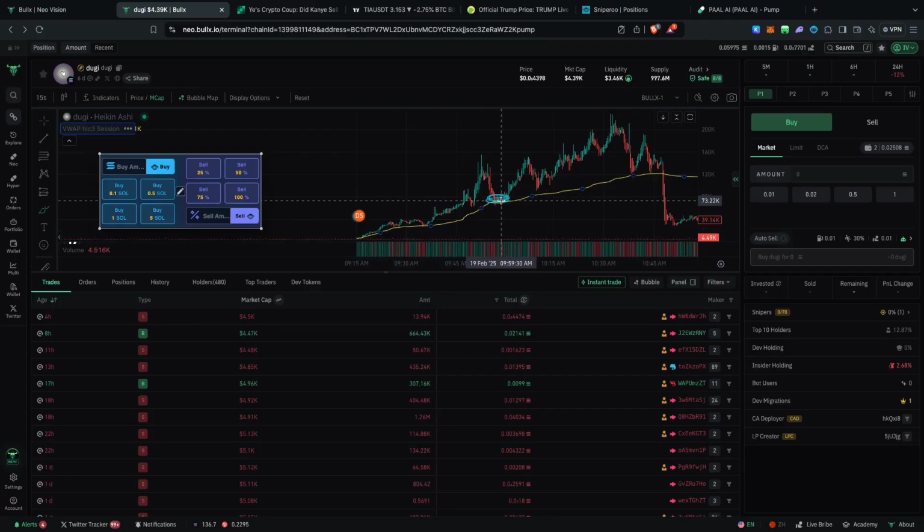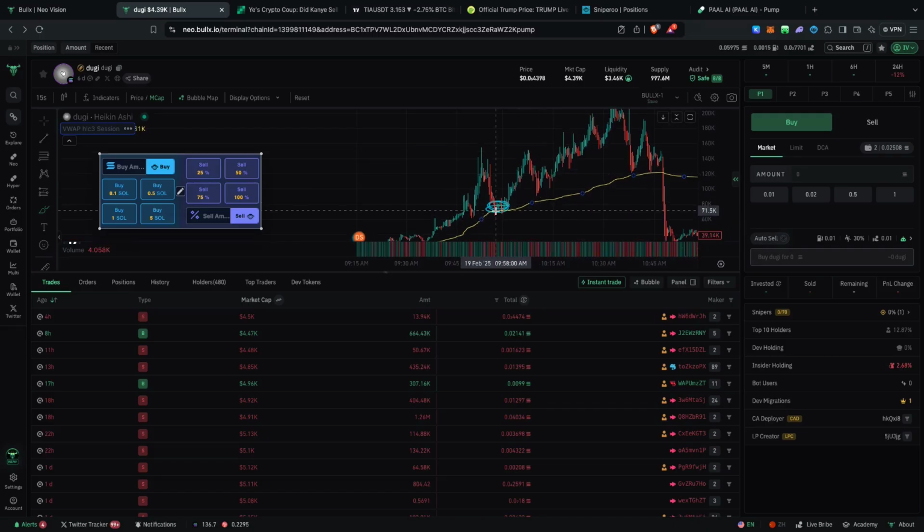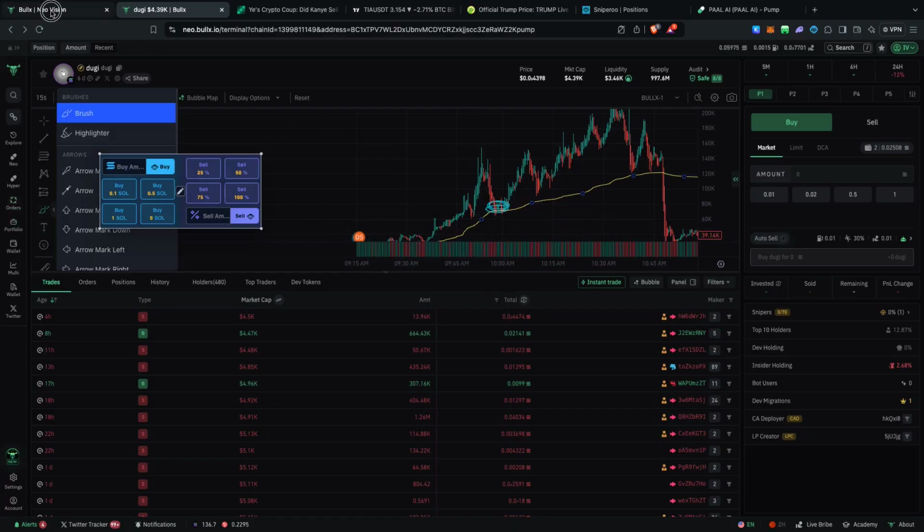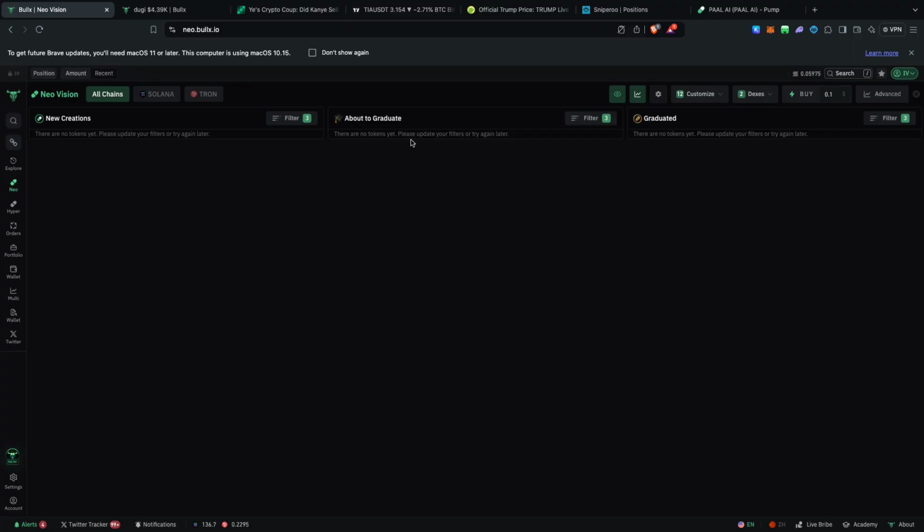This was a picture perfect type of entry. This is a classic trading masterpiece, and this is one of the reasons why I have highlighted this level, because I've got proof. You understand? So boom, I'm just waiting for the coins to pop up on my about to graduate.